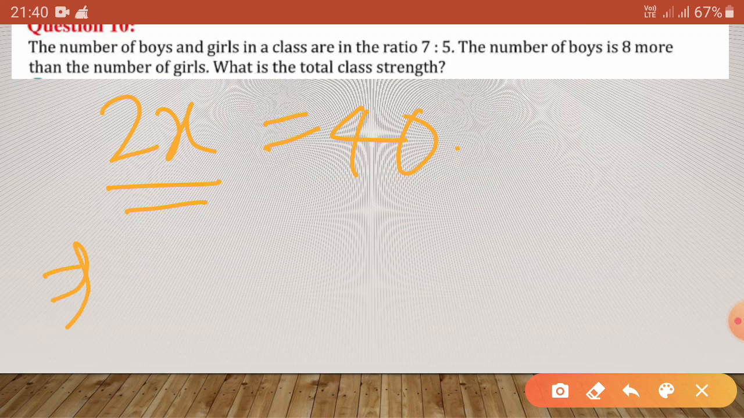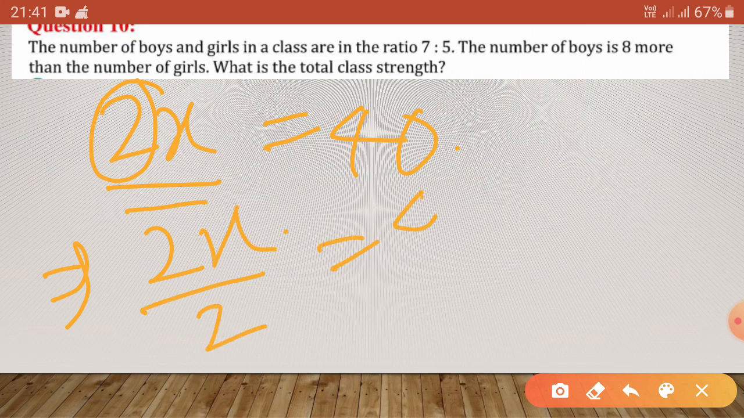Now it is multiplied by 2 on the left side, so again we have to divide both sides by 2, so it gives us 2x by 2, and on the right side it gives us 40 by 2.